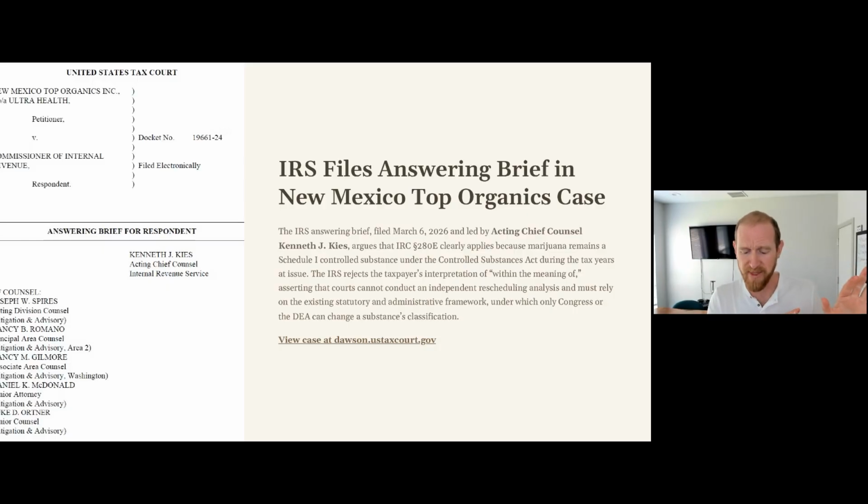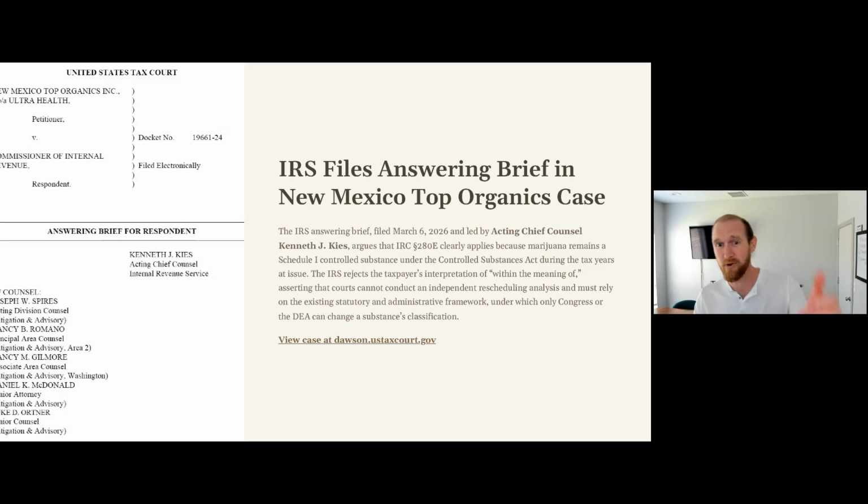Those are the main arguments. I talked to you about the Constitution. I talked to you about how the federal government is no longer funding enforcement of cannabis in these states. And then I talked to you about the primary argument, which is "within the meaning of." Why do we have an argument that 280E does not apply now, ahead of rescheduling? Well, because there are some pretty good arguments that cannabis no longer fits the meaning of a Schedule 1 or Schedule 2 substance, and therefore 280E doesn't apply. Well, here's the IRS's response.